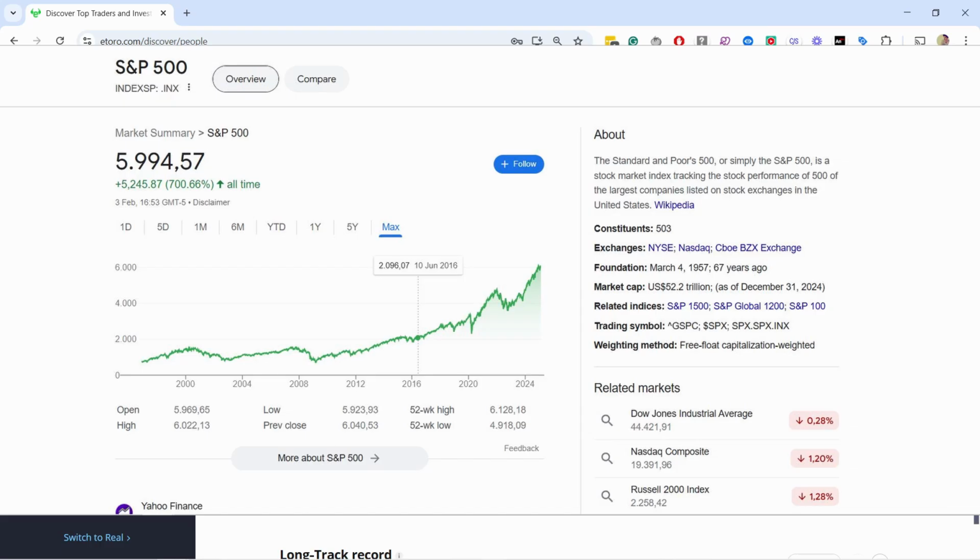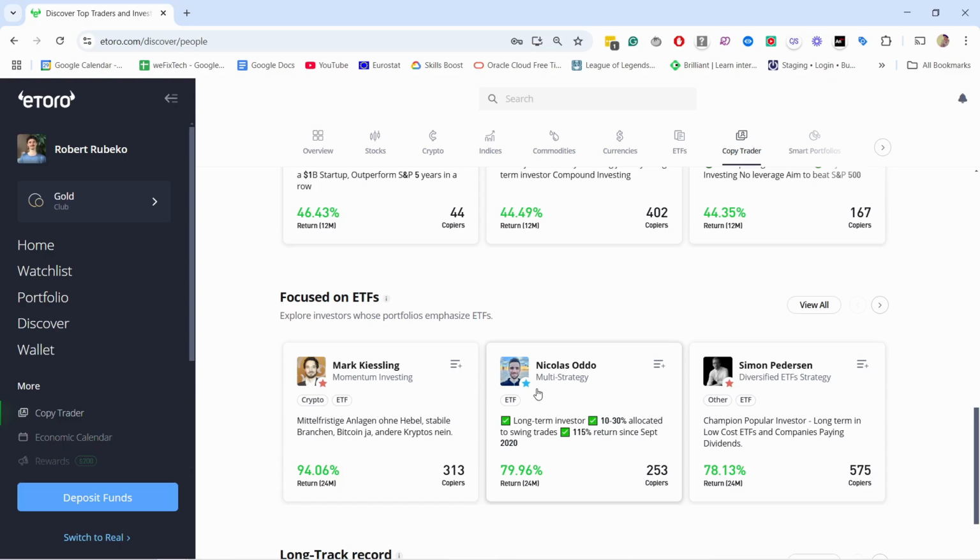And that grows about 7 to 8% per year if we look at the long time period, like 80 years or so. That's why it's widely used as the benchmark for performance when it comes to investing.